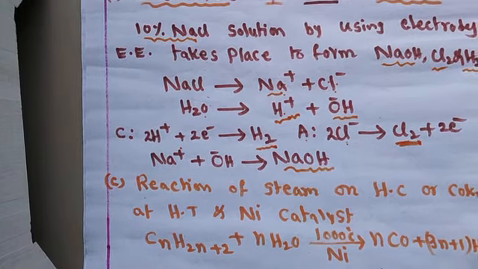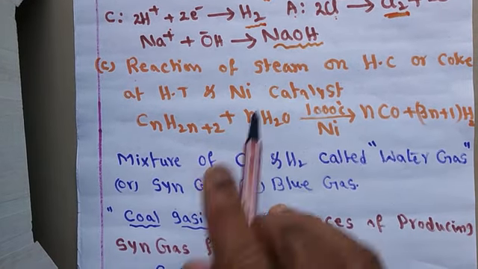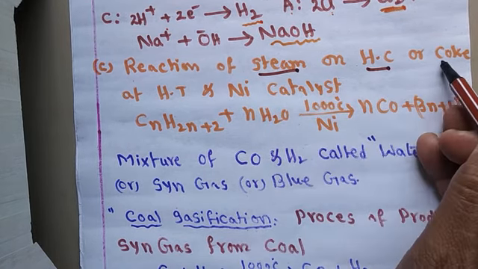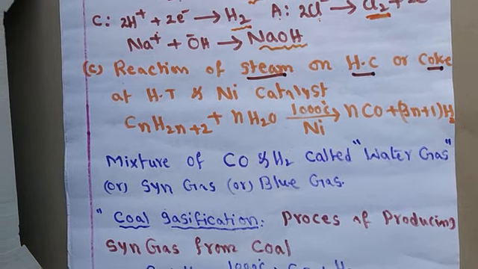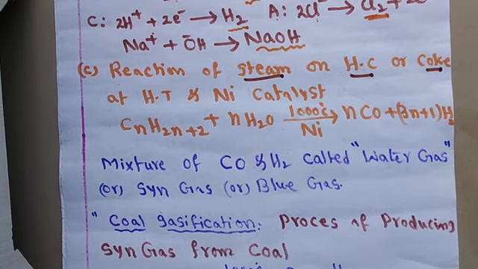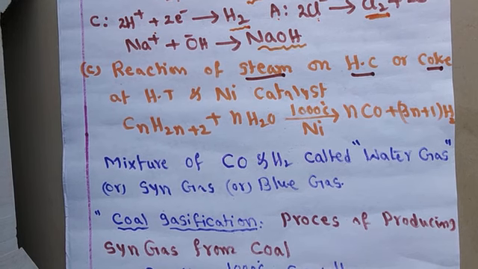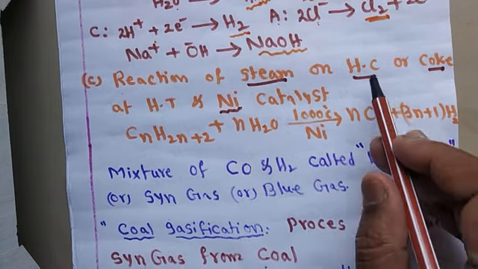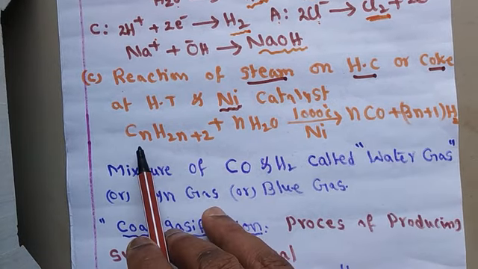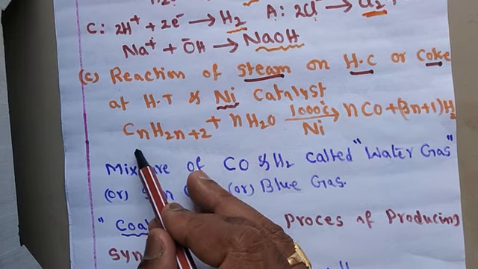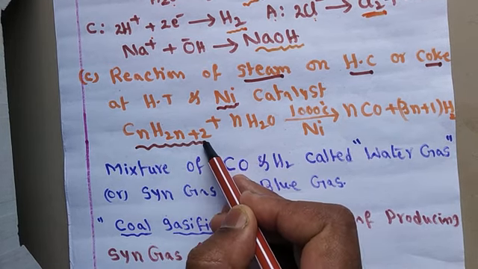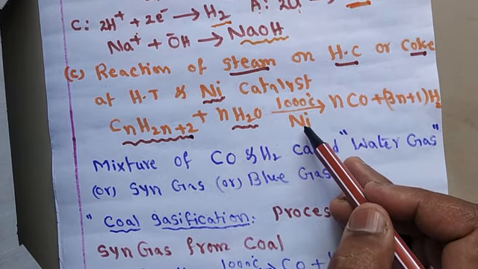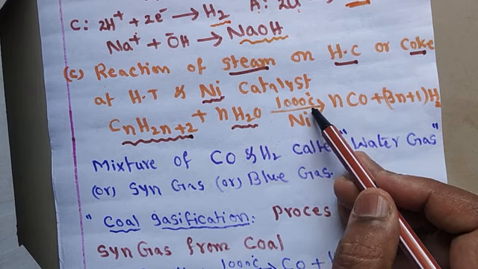Next, children, one more method: the reaction of steam on hydrocarbons or coke. Hydrocarbons or coke are treated with steam at high temperature, using a nickel catalyst. You know the general formula of hydrocarbons, the alkanes. What is the general formula? CnH2n plus 2. It reacts with n moles of steam, at a nickel catalyst and a high temperature of around 1000 degrees Celsius.